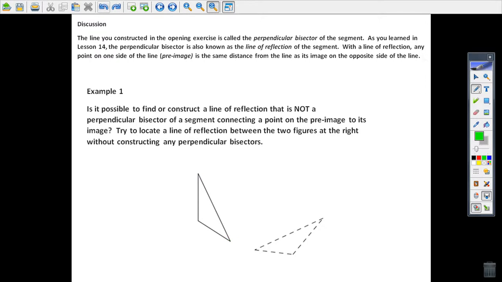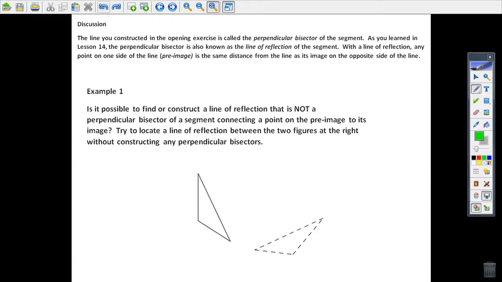So the next question here is, is it possible to find or to construct a line of reflection that is not a perpendicular bisector of a segment containing a point on the pre-image to its image? No. So we would have to say yes? Okay, so how would you do that? I think the thing to say is no. No, you can't, because you wouldn't ask it if you could. Just draw your line, take your little compass and use a circle.